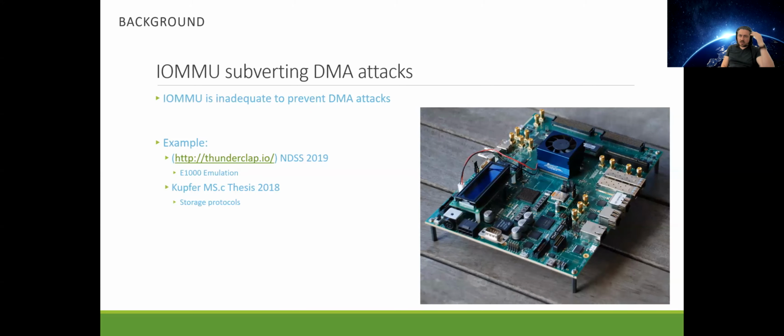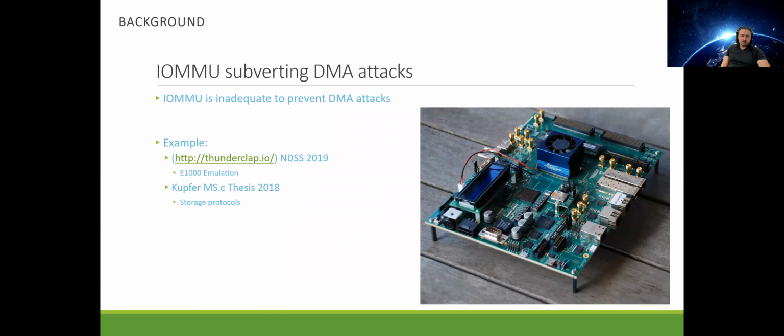And unsurprisingly, there were a couple of projects recently. One of them is the Thunderclap project, and it was showcased in NDSS in 2019. It shows an FPGA that can masquerade as an Intel NIC, act as a malicious device, and compromise the system. Another was a work by Kupfer in his master's thesis, where he was able to take advantage of a DMA vulnerability bug in the FireWire device driver and actually execute a code injection attack on the target machine.